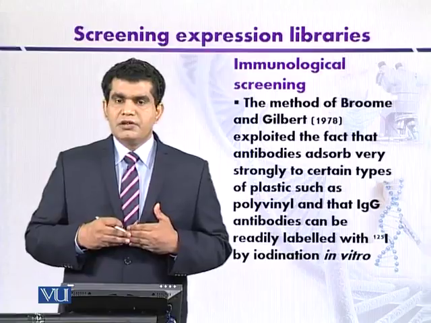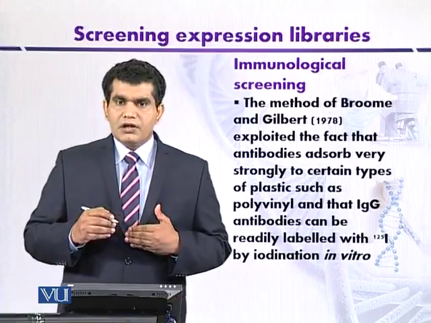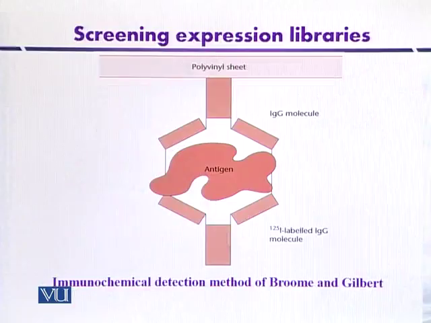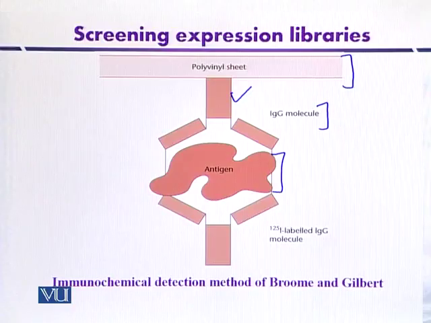So what is the basic outline of immunological screening? We are going to explain with the help of a diagram. As I told you, the polyvinyl sheet can be used, and this polyvinyl sheet has affinity for IgG antibodies. So IgG antibodies are bound with the polyvinyl sheet, and after the cell lysis, this polyvinyl sheet along with unlabeled IgG molecules is placed on the lysed colonies. If the antigen is expressed, antigen meaning our target protein expressed with some specific antigenic determinants, then IgG antibodies will react with it.